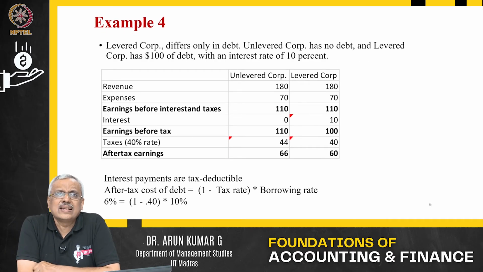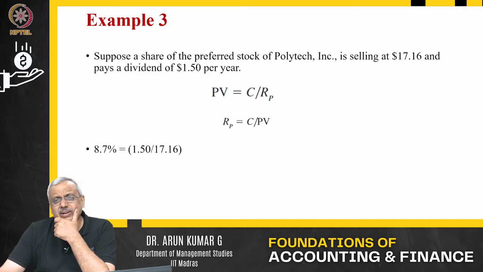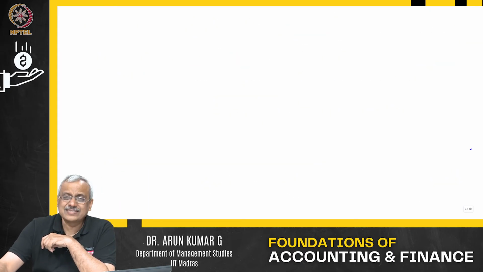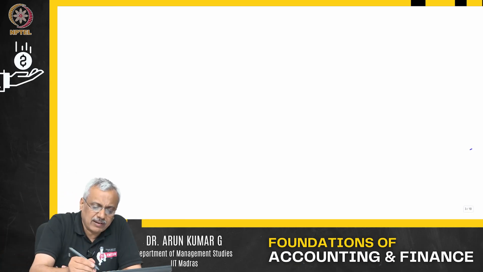I have taken another example here. So, now that we know what is the cost of equity, what is the cost of preference, what is the cost of debt, etc., what is the use of all this? A company, when it has capital.